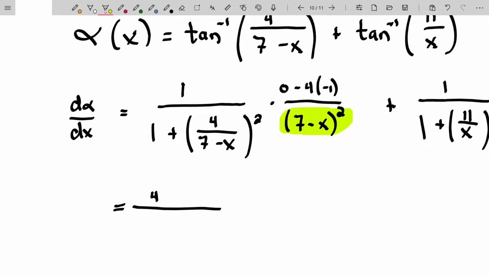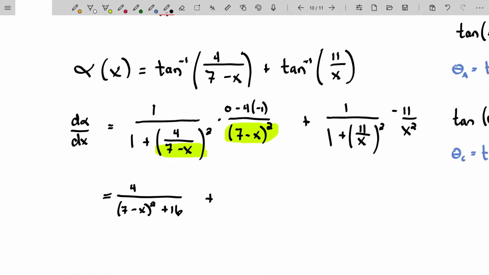And in the first term, it'll just be a beautiful (7 minus x) squared. In the second term, the (7 minus x) squared in the numerator will cancel with that (7 minus x) squared in the denominator. So you'll just end up with a 4 squared, or 16. Very nice. Plus, and the same thing will happen in the second term, except now that I see that, it's going to be a net minus 11 over x squared plus 11 squared, which is 121.